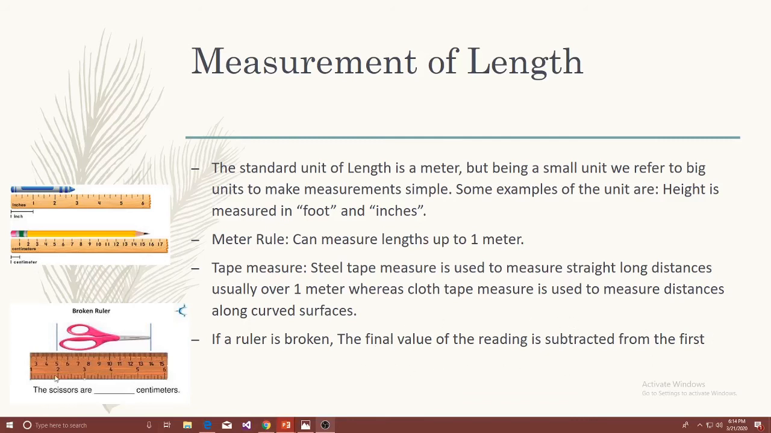See over here, the first value of the reading, when we want to measure this pair of scissors, we see that the first reading is 5 centimeters and the second reading is 14. What it says, 14 minus 5 is 9 centimeters. So now we know that the length of these scissors is 9 centimeters. So you should know how to do that.